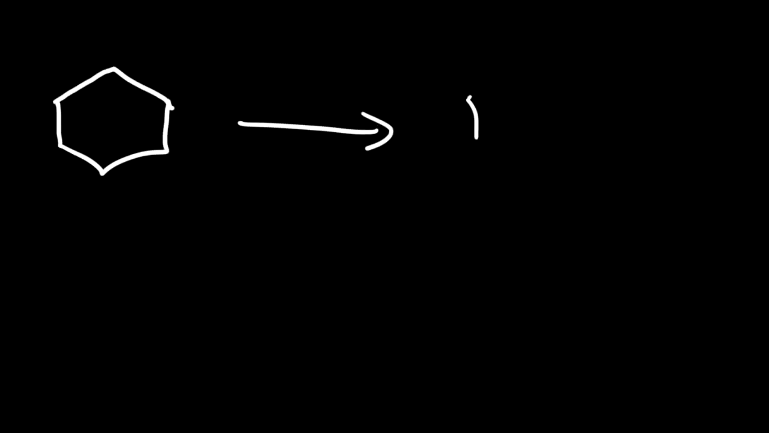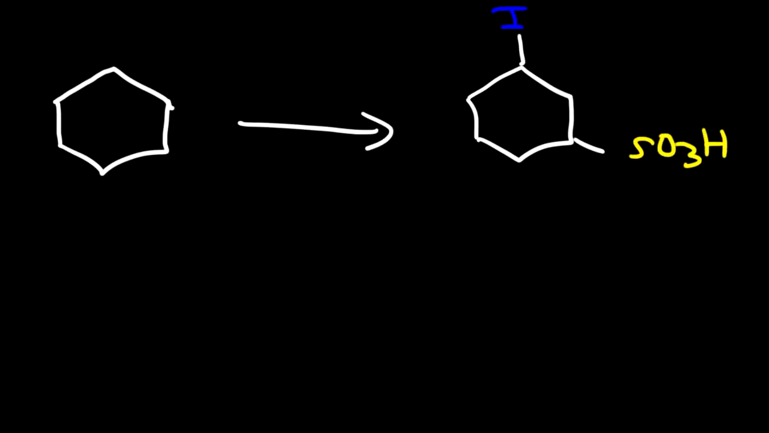Now let's talk about how we could synthesize a disubstituted benzene derivative. So in this case, we want 2 substituents that are meta with respect to each other. One is going to be a sulfonic acid and the other an iodine atom. So how can we make this compound from benzene? The first thing we need to talk about is which group should we add first.